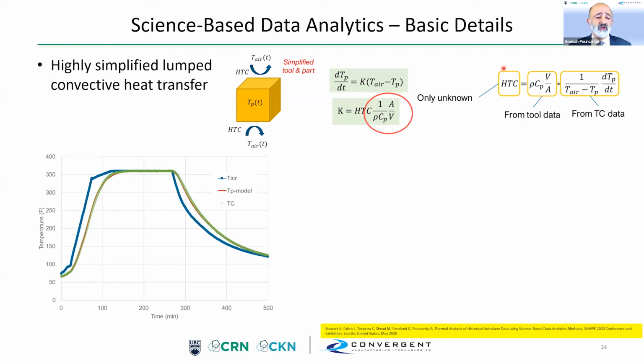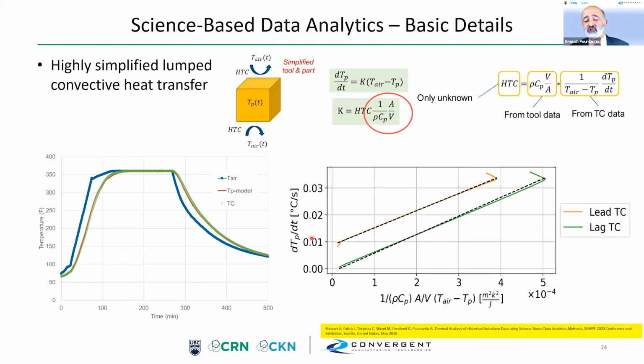These simple models actually fit the data very well. You have here in blue the air temperature, the green is a thermocouple trace, one of these 200,000, and the red is this model fitted to it. From this, you can actually calculate the temperature rate versus this parameter up here, and the slope of this line is in fact the heat transfer coefficient. So we can do science-based data analytics on many tens of thousands of thermocouple traces very efficiently.